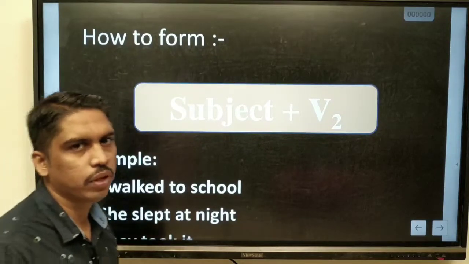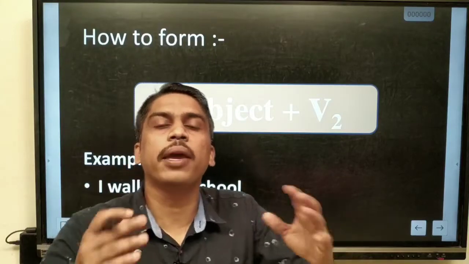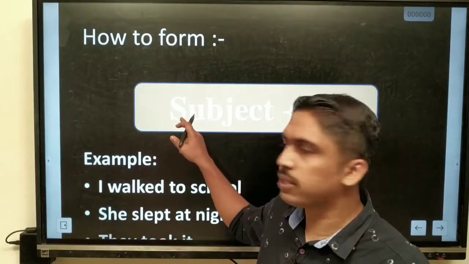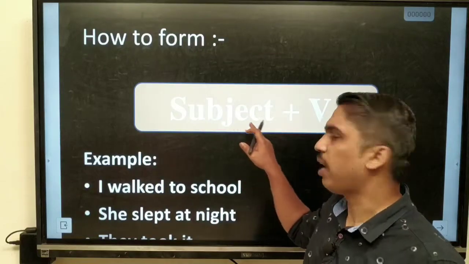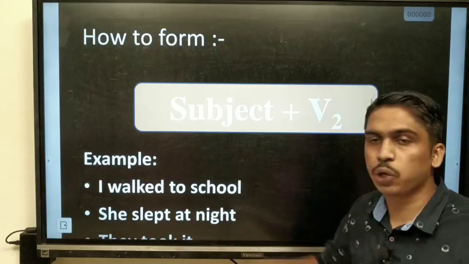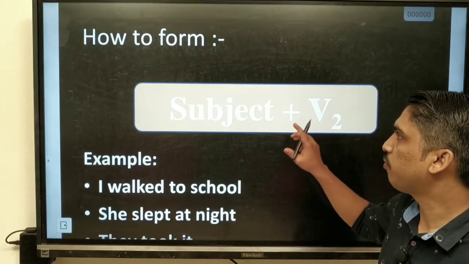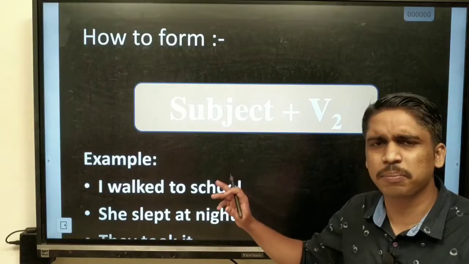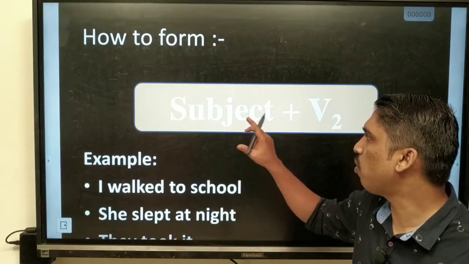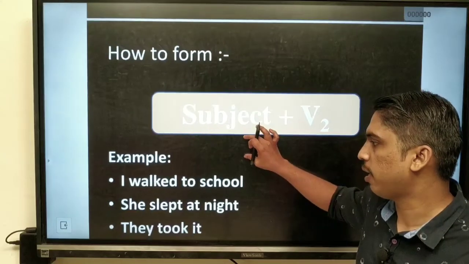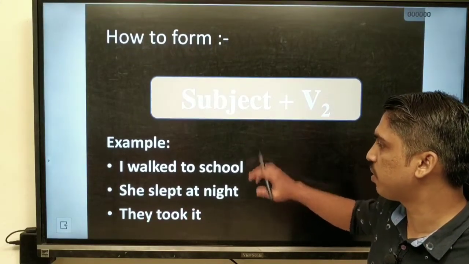How can we form a simple past tense? Yes, it is the format given here. We have studied subject plus verb 2. Like I told you earlier, the format of simple past tense is very simple. It is always subject plus verb 2. And we can see some examples here.